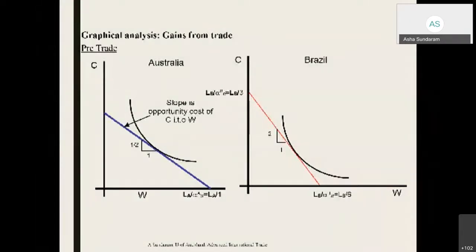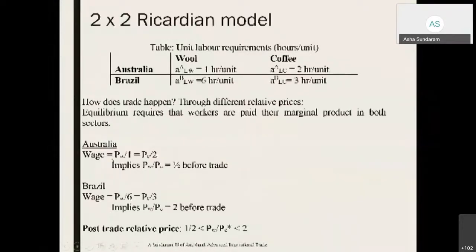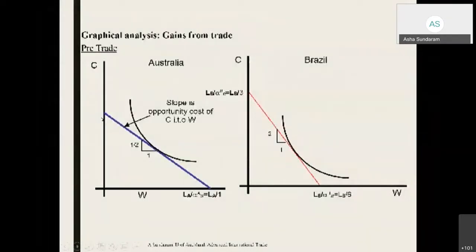Now, in autarky, the ratio of prices, we calculated that on the previous slide. We saw that the price of wool to coffee is 1/2 in Australia and the price of wool to coffee in Brazil is 2. So in autarky, in the Ricardian model, the relative prices are superimposed upon the PPF. In other words, the price line, which gives us the ratio of prices of both of these commodities, lies on top of the production possibility frontier. Why is that? Because in autarky, equilibrium means that the relative price of these two commodities has to equal the opportunity cost.